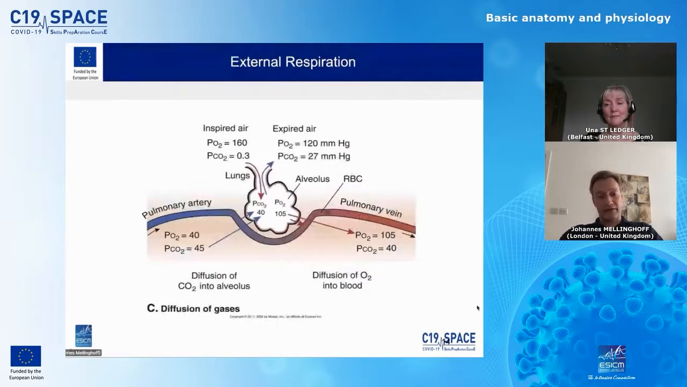So we can see here our alveoli and the pressure gradient from one side to the other. As I said, diffusion of oxygen will take place into the pulmonary vein because of the pressure changes from within the alveoli to the capillary bed.